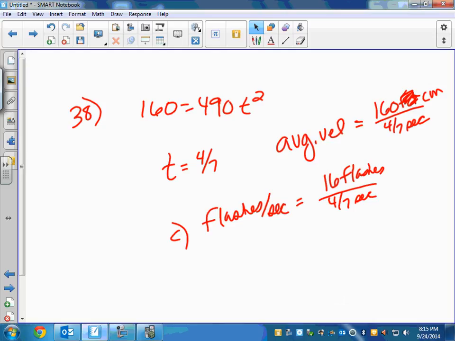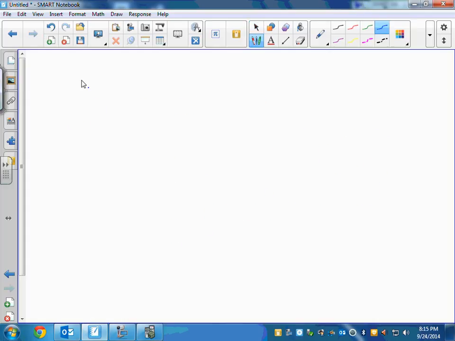From yesterday, 27. Again, just going through some words here. The vocabulary is so important. On 27, part A, it says average cost. Average cost has nothing to do with the derivative. Average of something, you're going to add it all up and divide by the number. Well, we can find the cost.